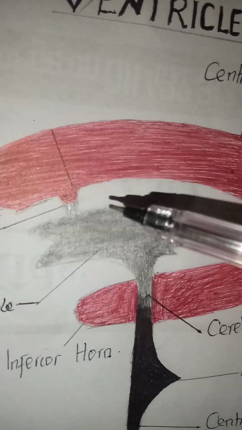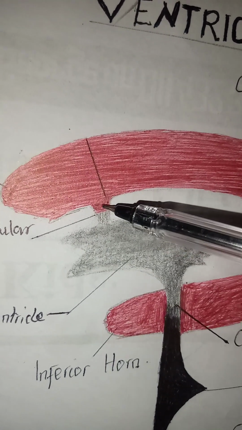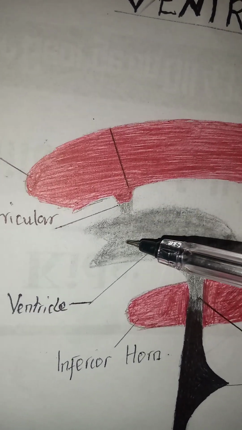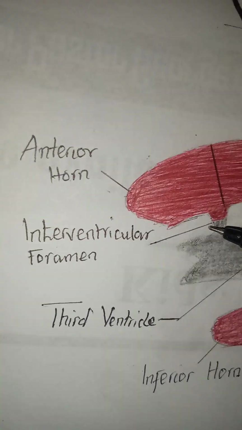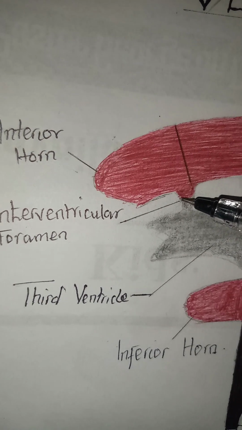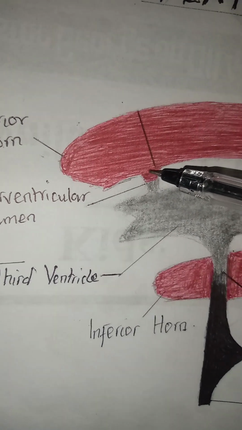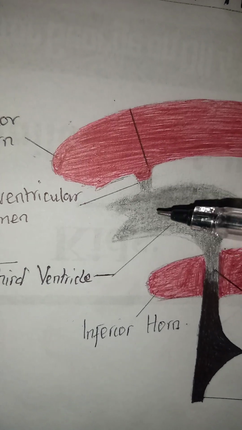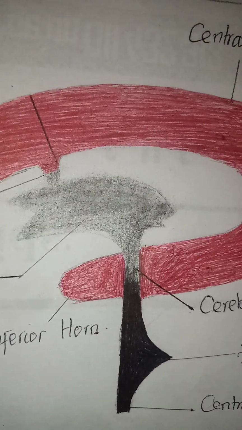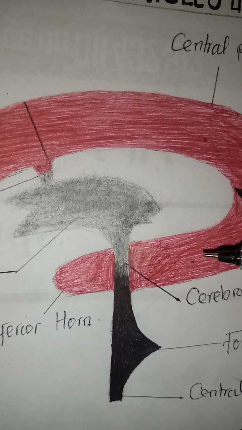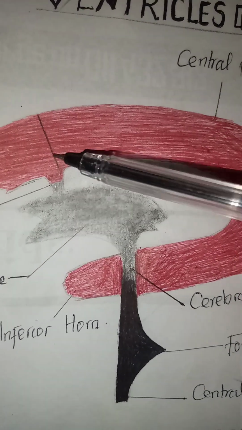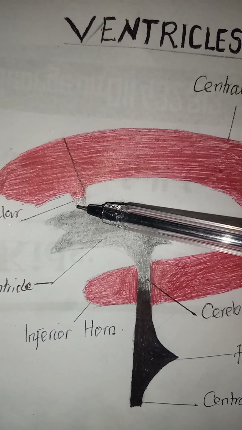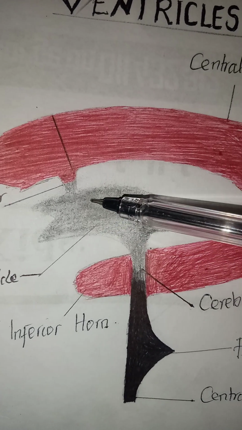Excuse me. So in terms of the connection, the lateral ventricles are connected to the third ventricle via the interventricular foramen. The interventricular foramen basically connects the third and the lateral ventricles. So once the lateral ventricle secretes the cerebrospinal fluid, it will eventually be drained into the third ventricle via the interventricular foramen. Okay, now let's talk about the third ventricle.